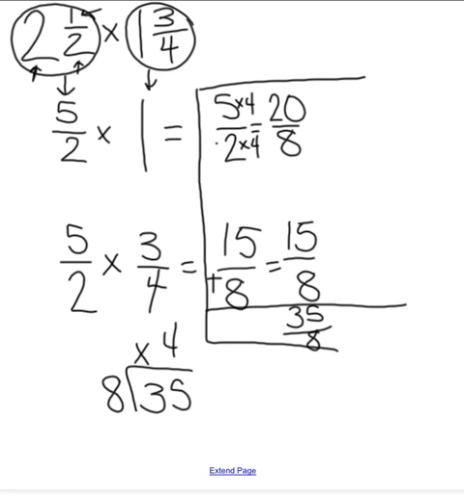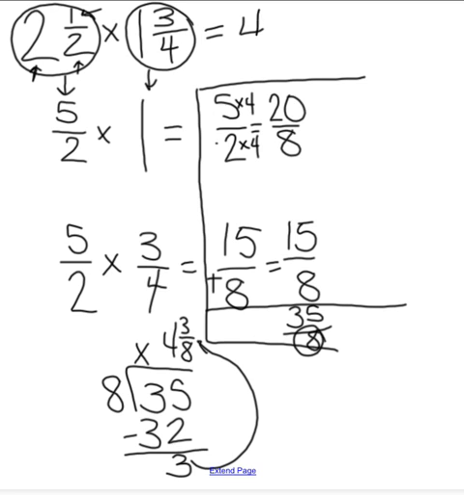8 times 4 is 32. And I have 3 remaining. I know that my remainder always goes into my numerator spot. And my denominator does not change. That's how many pieces are in a whole. And we discovered that there were 8 pieces in every whole. So 8 is my denominator. So my answer to 2 1/2 times 1 3/4 is 4 and 3/8.